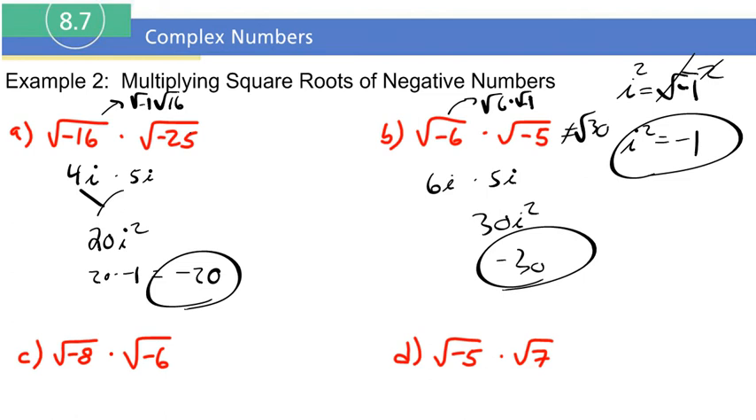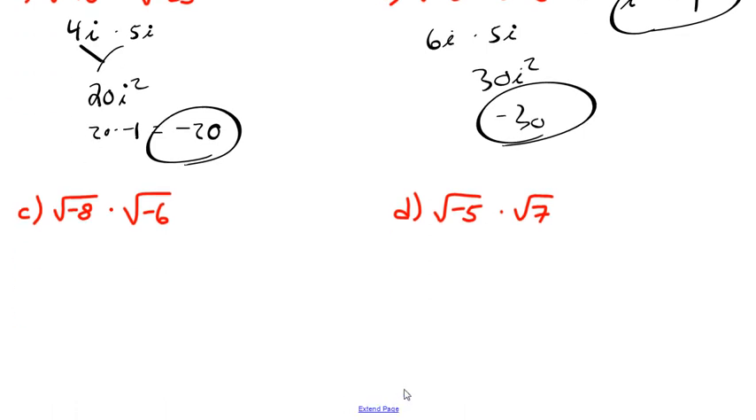All right, let's see what's going on here in part C. Not too bad, right? Sometimes the i stays and sometimes it goes. We have negative radical 8 times negative radical 6. Let's simplify this. This becomes the square root of negative 1 times the square root of 4 times the square root of 2, which is 2i. So 2i times radical 2. And this replaced this one.